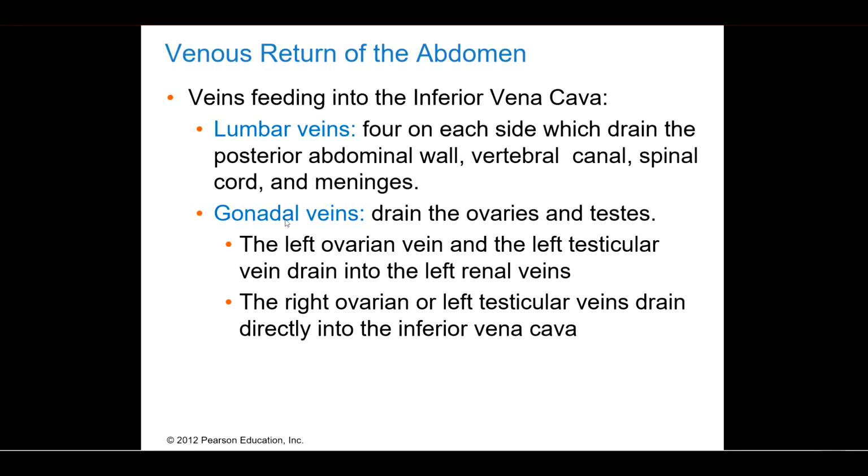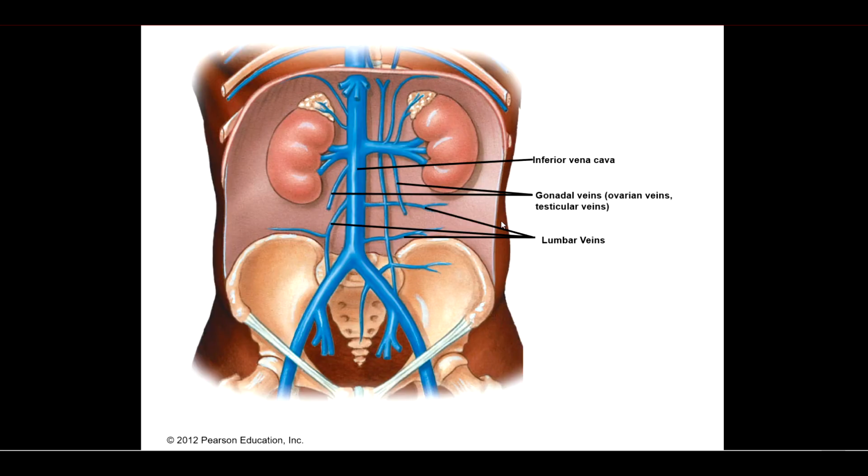Okay, so the gonadal veins, right? These drain basically the ovaries and the testes, and this is what I was talking about on the picture. The left ovarian vein and the left testicular vein don't go directly into the inferior vena cava. Instead, they drain into the left renal vein. The right ovarian or the right testicular vein drain directly into the right side of the inferior vena cava. So that's an important anatomical difference, right? For surgery purposes, for diagnostic imaging purposes, we need to know that.